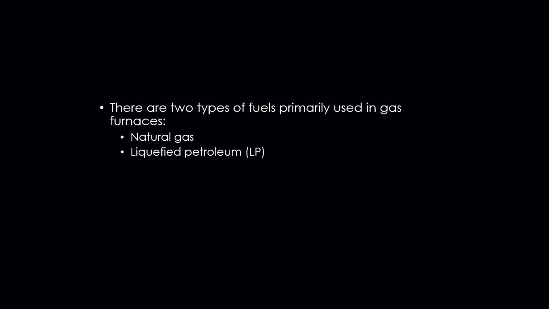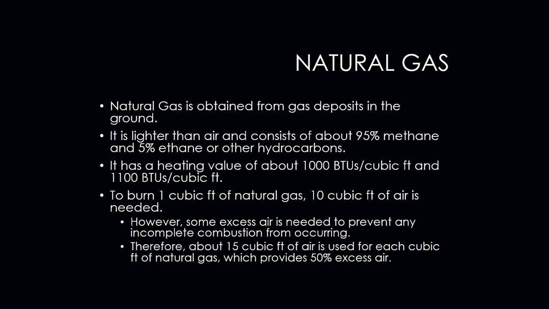There are 2 types of fuels primarily used for gas furnaces. You're going to have natural gas and LP. Natural gas is obtained from gas deposits in the ground. It is lighter than air and consists of about 95% methane and 5% ethane or some other hydrocarbons. It has a heating value of about 1,000 BTUs per cubic foot, somewhere in there.